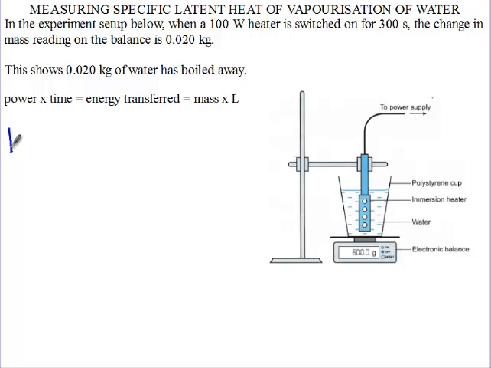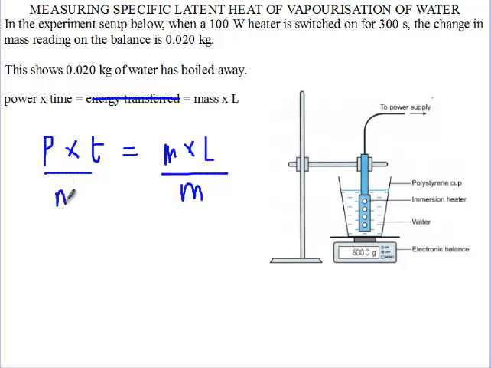Now remember, power is equal to energy over time. Now if we make energy the subject, we get power times time is equal to energy, as I have stated over here. Now we are going to get rid of energy transferred so that we get power times time is equal to the mass times the latent heat of vaporization. We divide both sides by mass so that our latent heat can stand on its own. So L is equal to P times T over M.